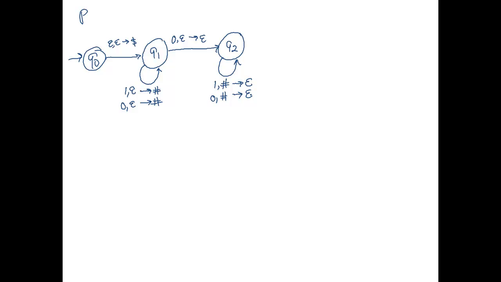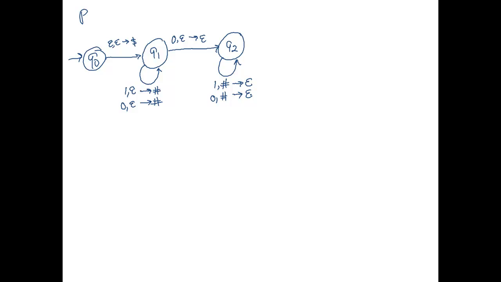At some point we guess that we're at the middle of the string. We read that 0 in the middle. We don't do anything to the stack. We move to Q2. In Q2, we're going to read the right-hand side of our string, and for each symbol that we have in the right-hand side, we're going to pop off a pound sign from our stack.